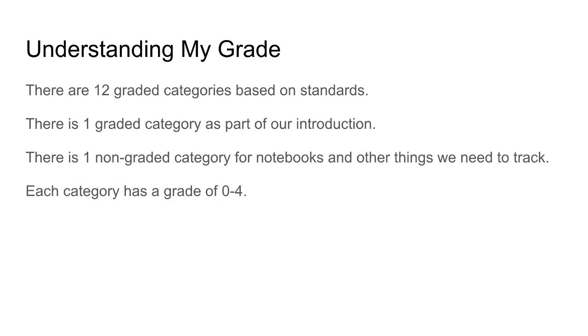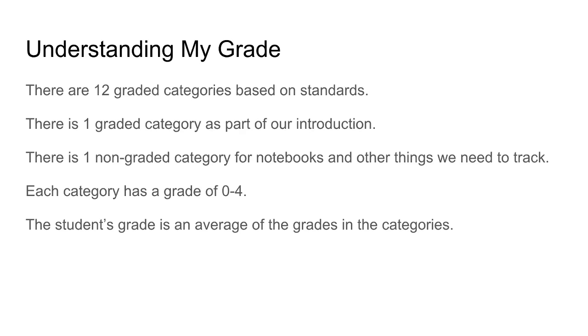Each category has a grade of 0 to 4 that reflects the student's mastery of that category. The student's grade is an average of their grade in the 13 graded categories. In this way, it represents their average level of mastery of the content of the class. Finally, extra credit is not offered in the class. Because the grade is supposed to represent the student's mastery of the content, offering extra credit doesn't make sense. In addition, because students can always redo work for a better grade, extra credit isn't needed.